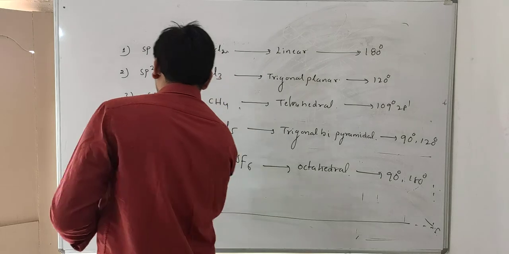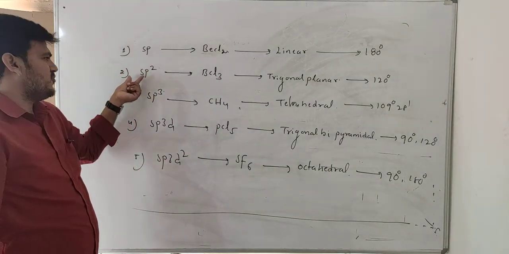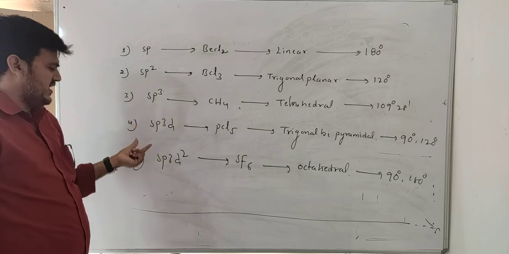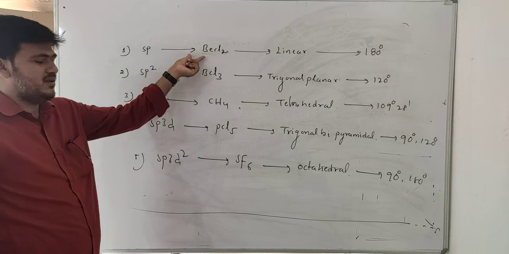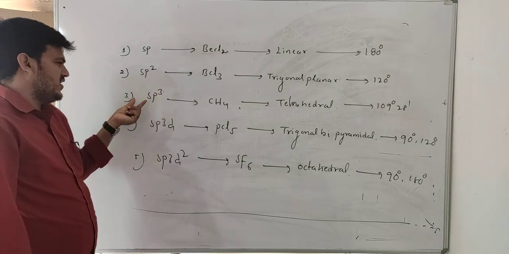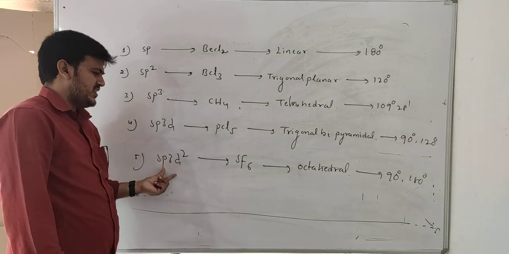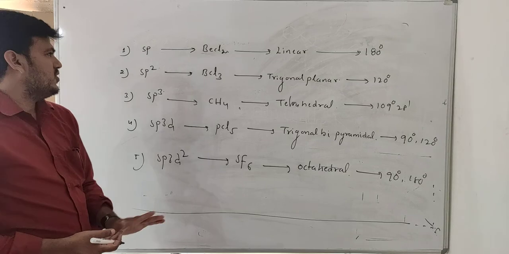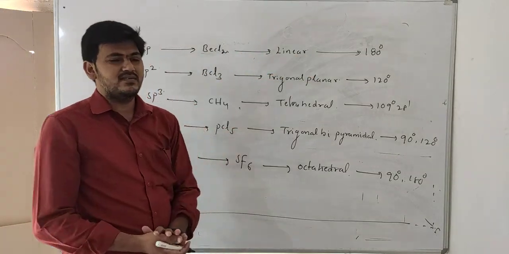So see the hybridization concept: sp, sp2, sp3, sp3d, sp3d2. The best example of sp hybridization is beryllium chloride. sp2, boron trichloride. sp3, methane. sp3d, PCl5. sp3d2, SF6. In sp hybridization, the shape of the molecule is linear and the bond angle is 180 degrees.